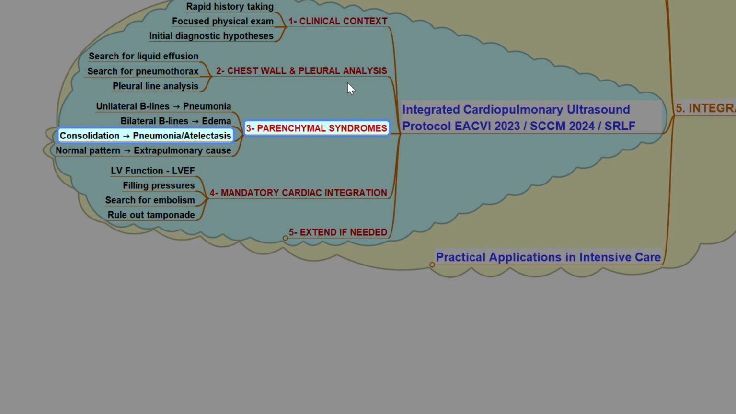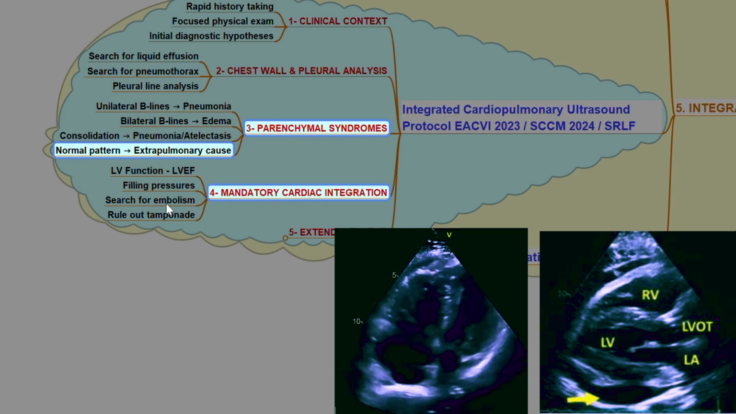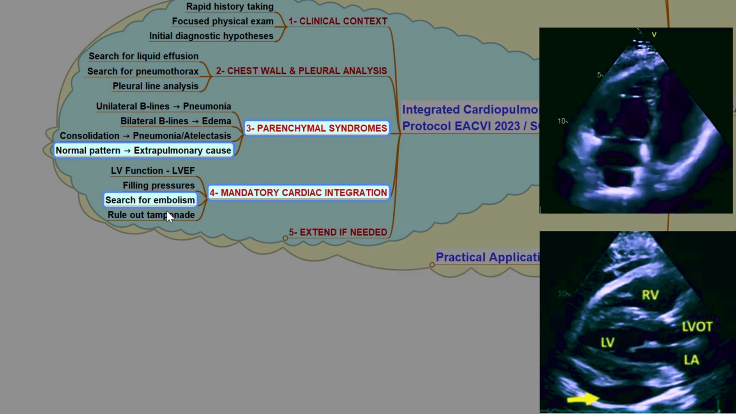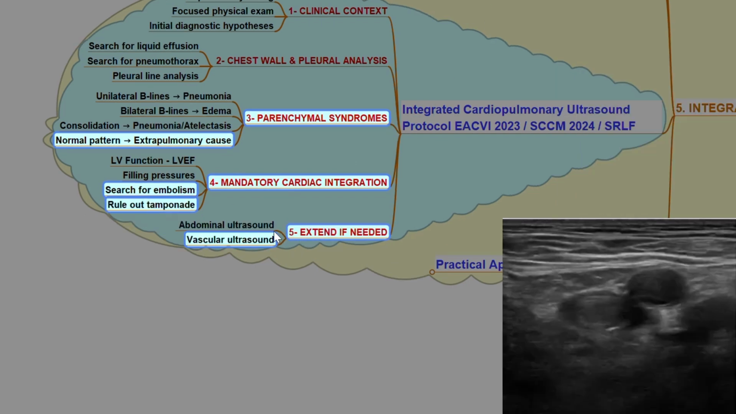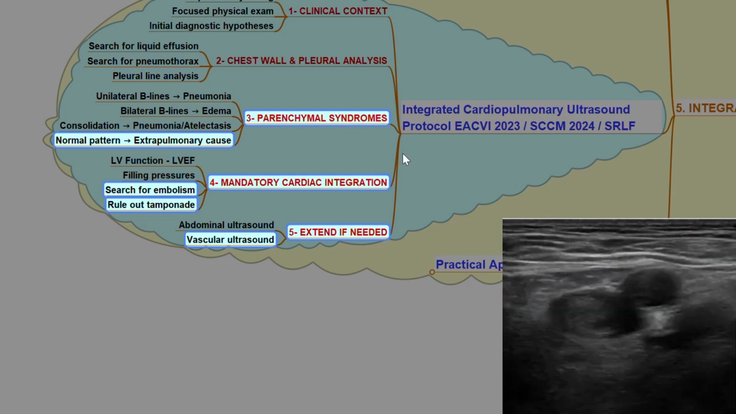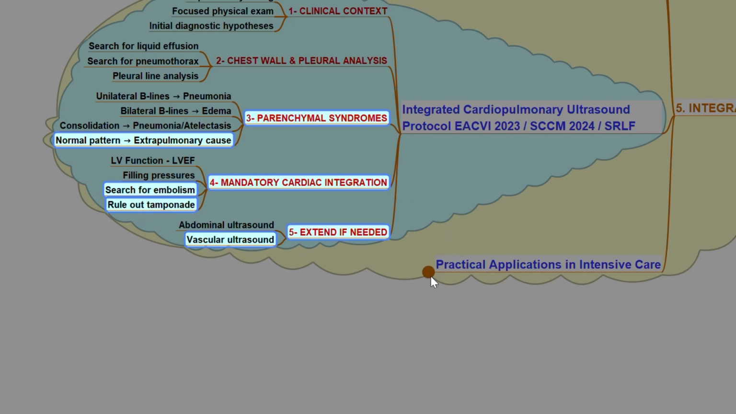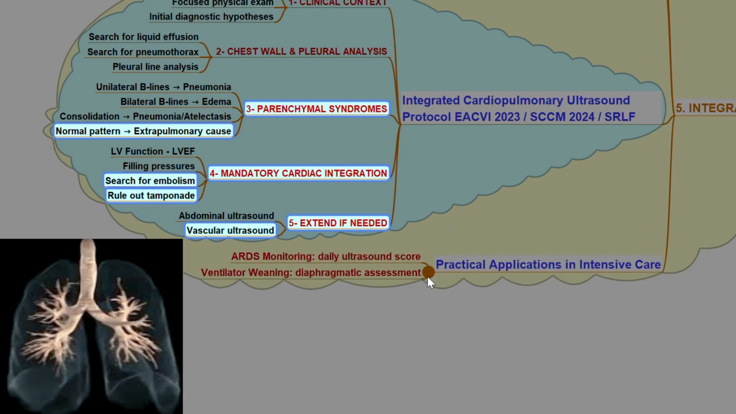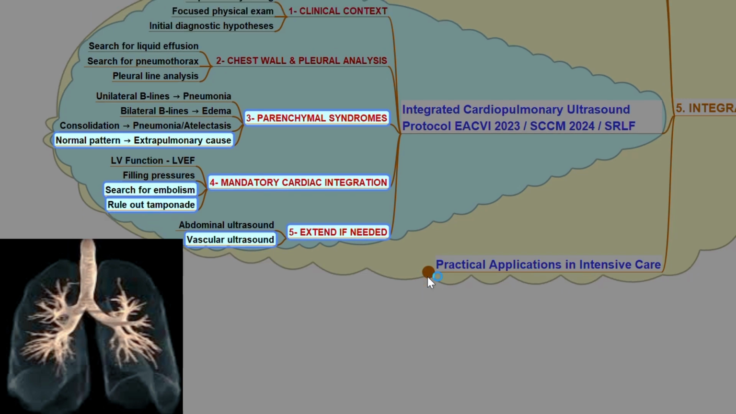Now, if the lung ultrasound is normal in a patient who's in respiratory distress, you need to look for an extrapulmonary cause. You'd investigate a cardiac origin like massive PE or tamponade. You'll do vascular ultrasound to look for DVT. Finally, if all of those signs are absent, you suspect a bronchial pathology like COPD or asthma exacerbation.